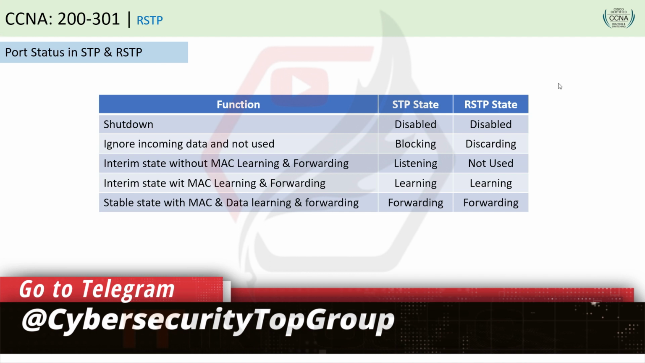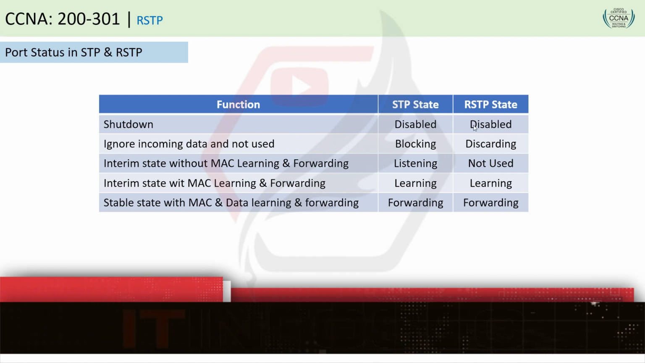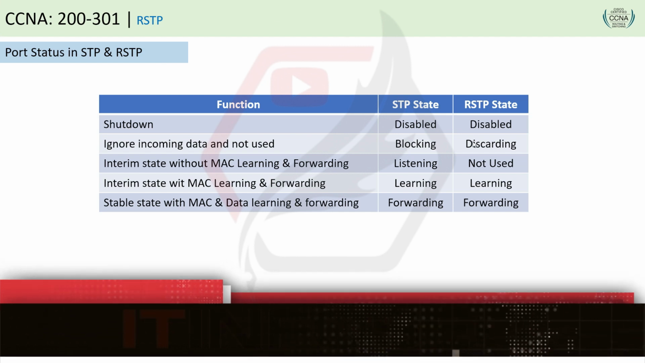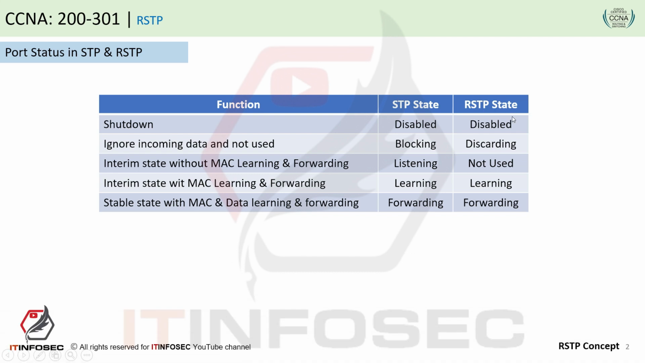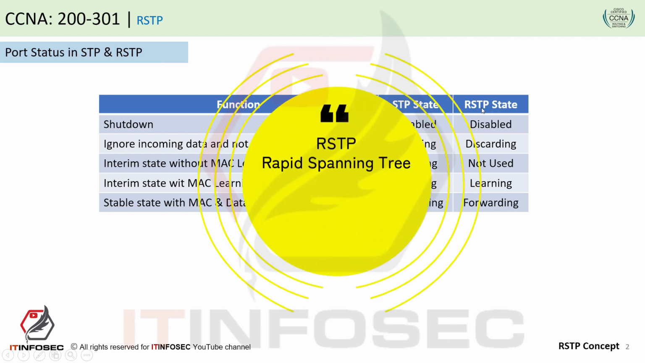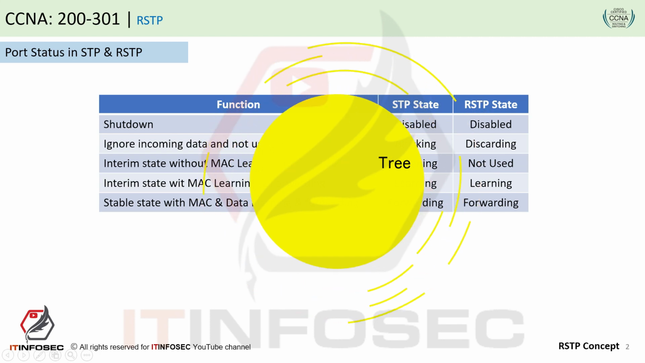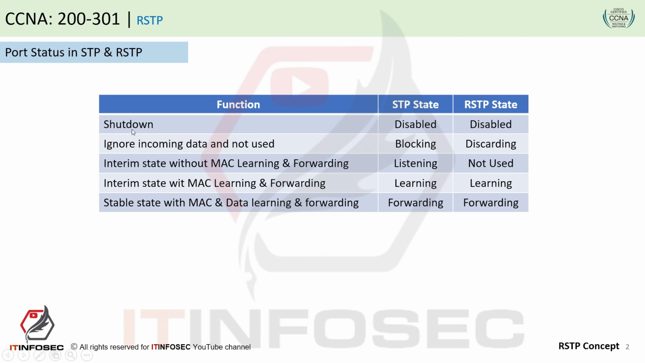Okay, this table shows the difference between STP port states versus RSTP port states, and we will discuss this. But what is RSTP? RSTP is Rapid Spanning Tree. It is the fastest spanning tree, or faster than the STP. If you shut down the port manually by the shutdown command, in STP the port will be shown as disabled, and in RSTP shown as disabled as well.